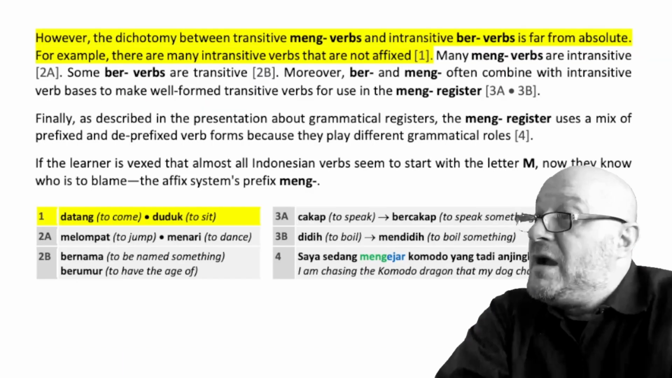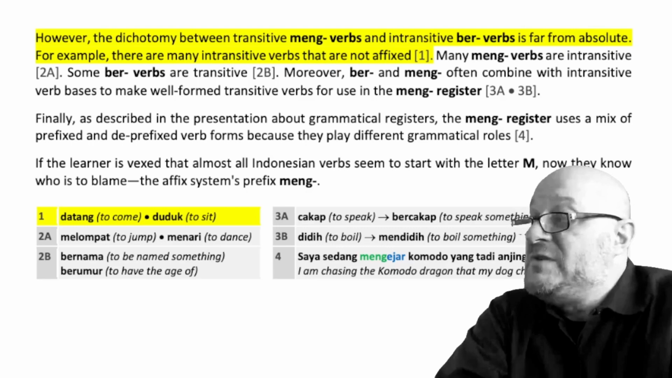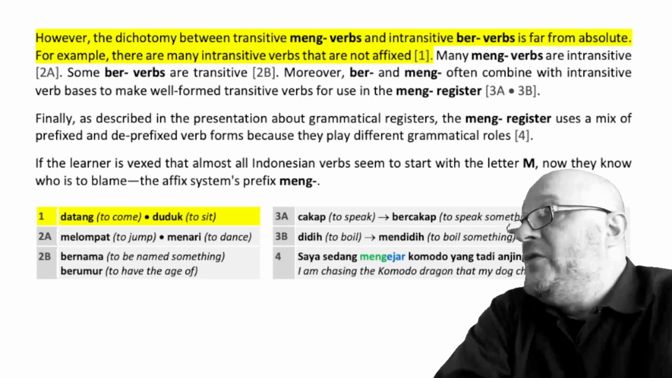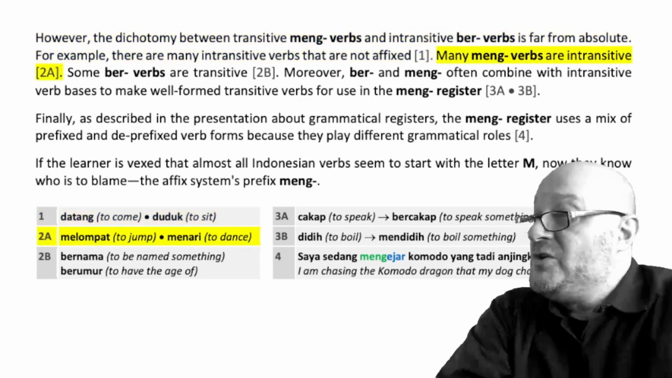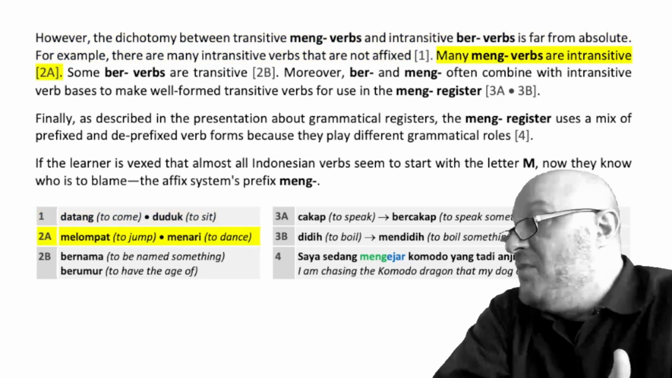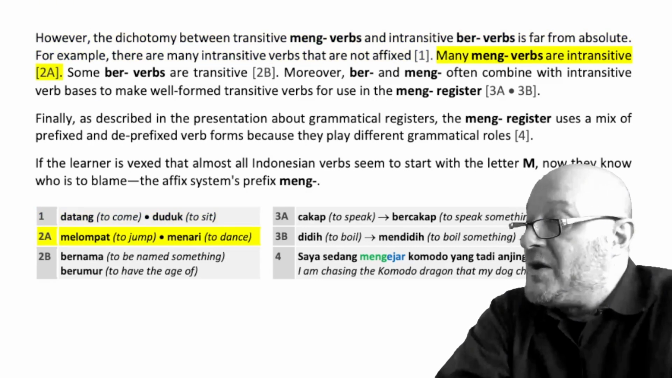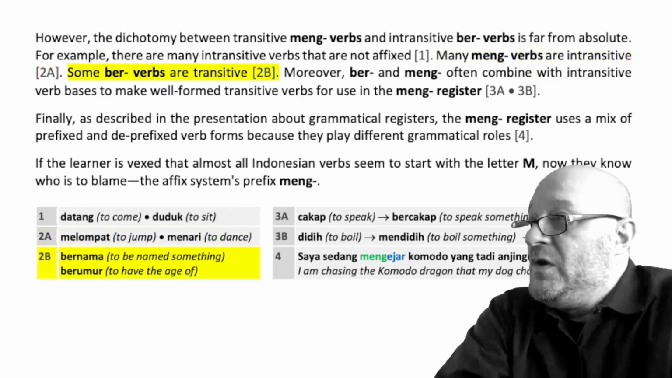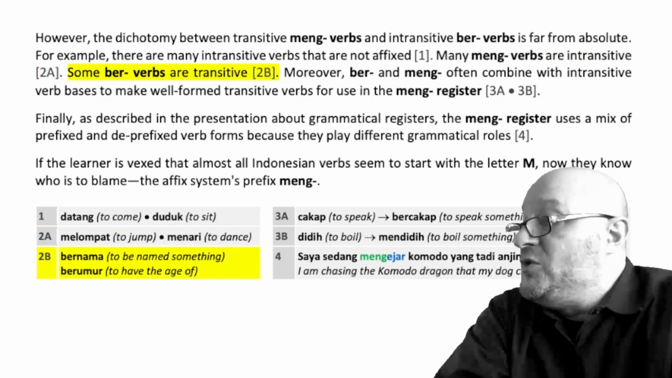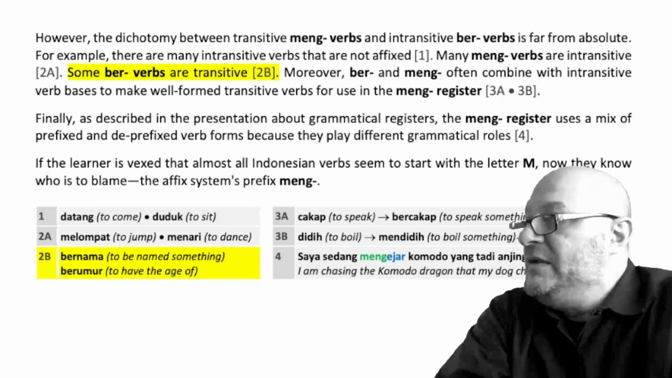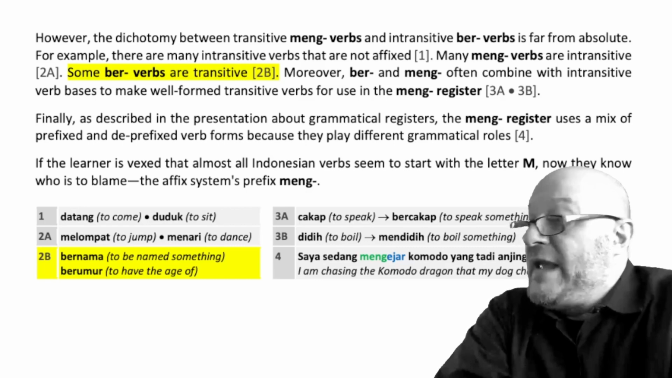However, the dichotomy between transitive meng verbs and intransitive ber verbs is far from absolute. For example, there are many intransitive verbs that are not affixed. So in example 1, datang, to come, duduk, to sit. And many meng verbs are intransitive. Example 2a is melompat, to jump, menari, to dance. Some, but not very many, ber verbs are transitive. Example 2b, bernama, to be named something, and berumur, to be aged something.